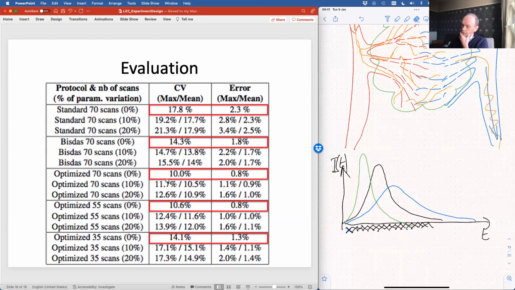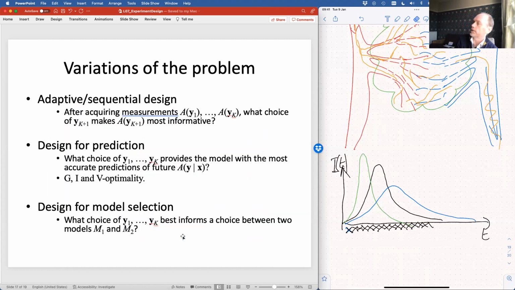But perhaps even more interesting is that if you use a similar optimization for smaller numbers of sampling points, you can actually reduce that number of sample points down to half, down to 35 points rather than 70, and still get more precise estimates of that critical parameter, which is pretty interesting. Saving half the radiation dose for each patient. And yeah, so it just shows you the power of designing the experiment properly.